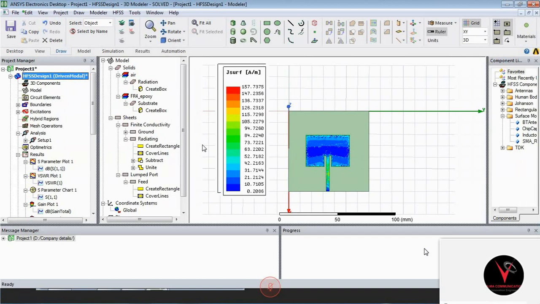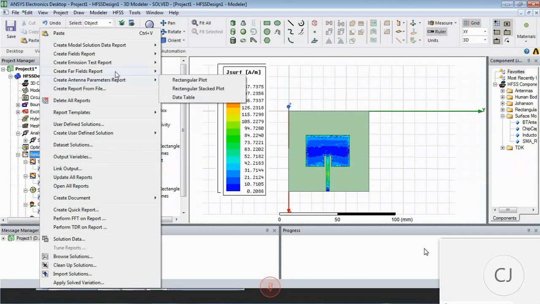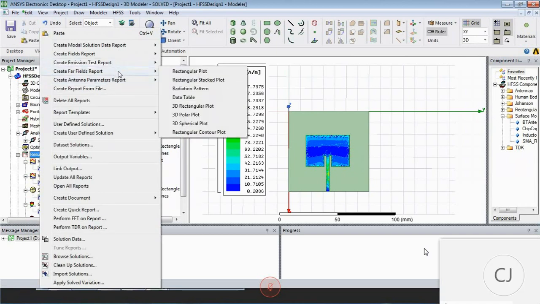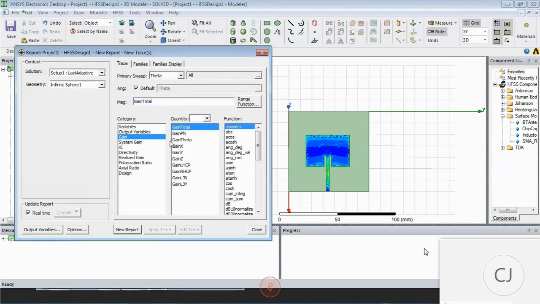Sir, from the two-dimensional radiation pattern, how do we obtain the gain of an antenna? How can we check the gain of an antenna? No problem, sir. Here we have the thesis only.